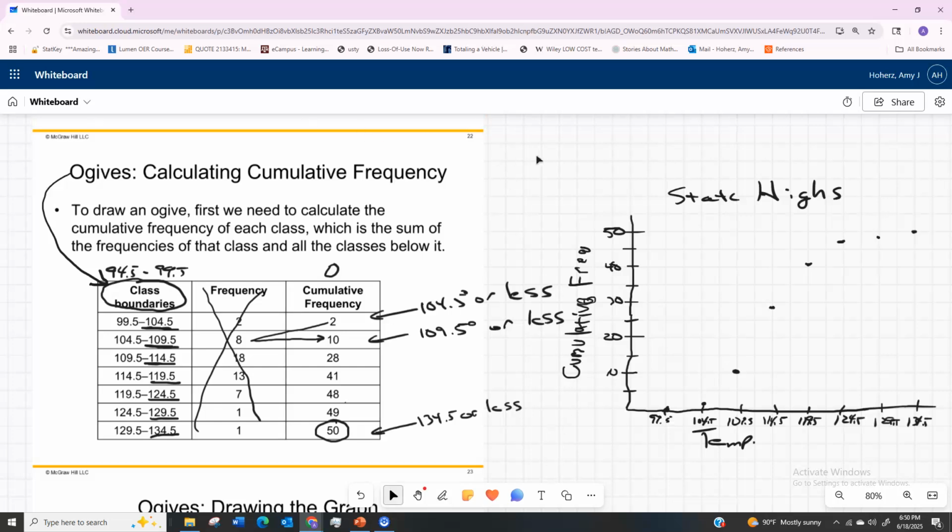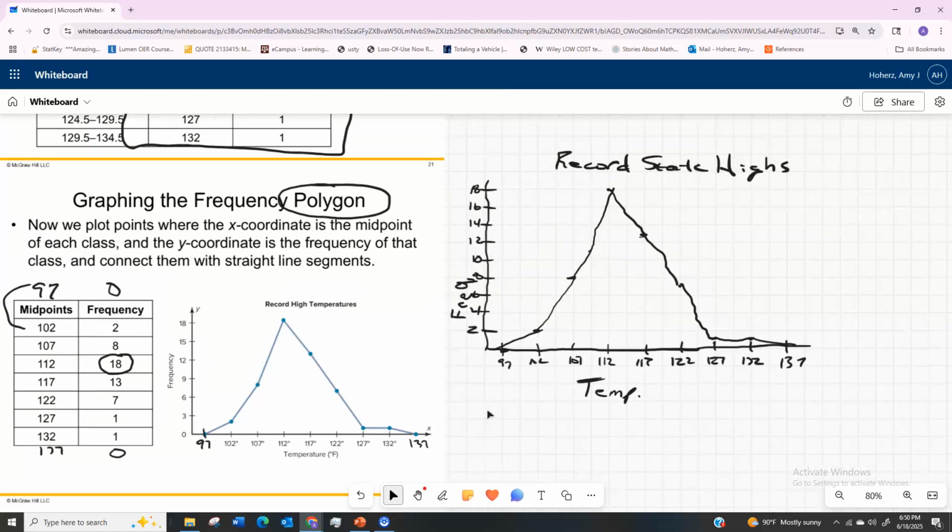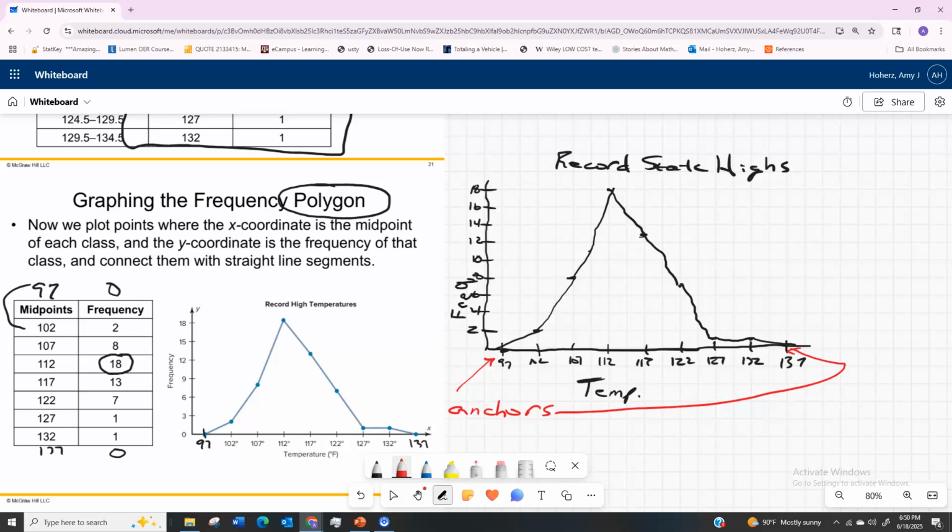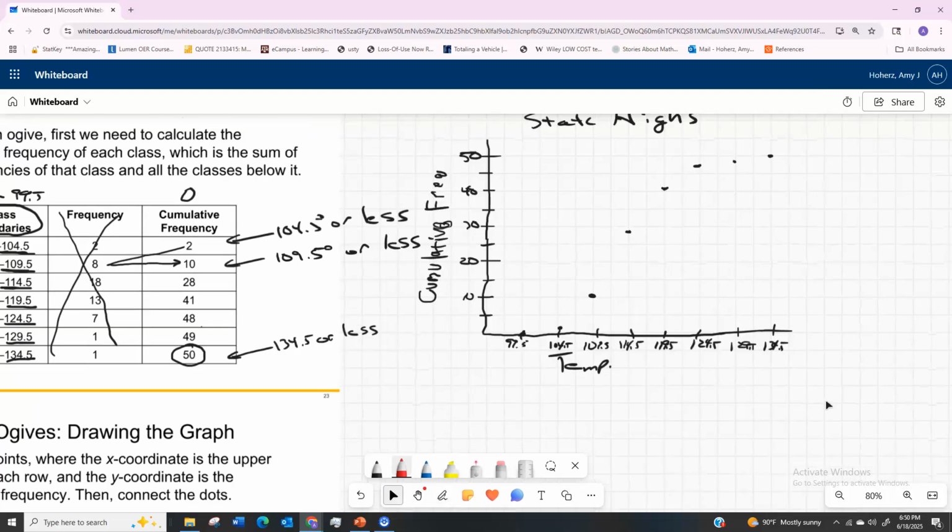And just like the last one, I forgot to mention, this is really important, that these are called anchors. So this initial spot right here and this final point right here, those are called anchors. They anchor the graph down to the x-axis. Okay, so these are the anchors. And the same thing here: when we do that first point on the ogive, that is also an anchor point. It holds the graph down to the x-axis.